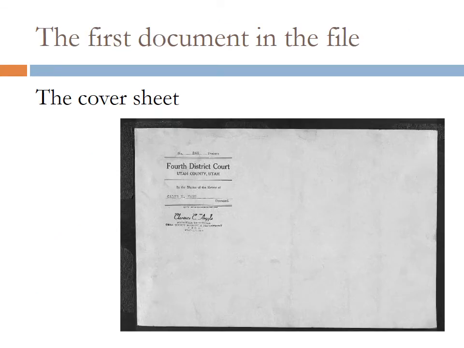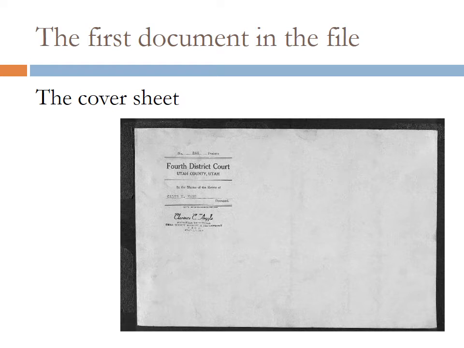The first document in the file is a cover sheet. This is something that you may have a tendency to disregard, thinking it's just a little document that you have to go through. But this is an important document because it tells exactly which court the probate was filed in. In this case, it's the 4th District Court in Utah County in Utah. It also gives the name of the deceased as it appears in the court record. So it may be a little bit different than the name that you have recorded or think that is important.